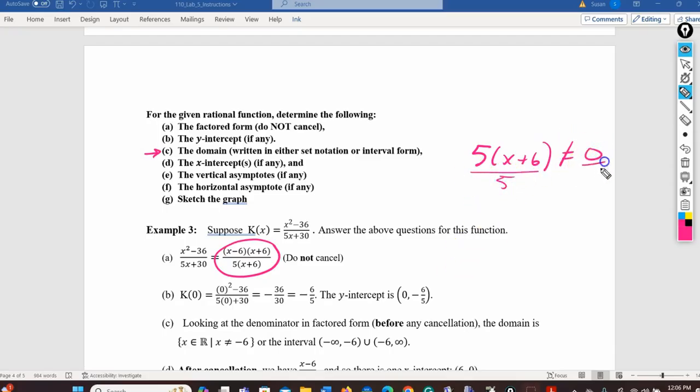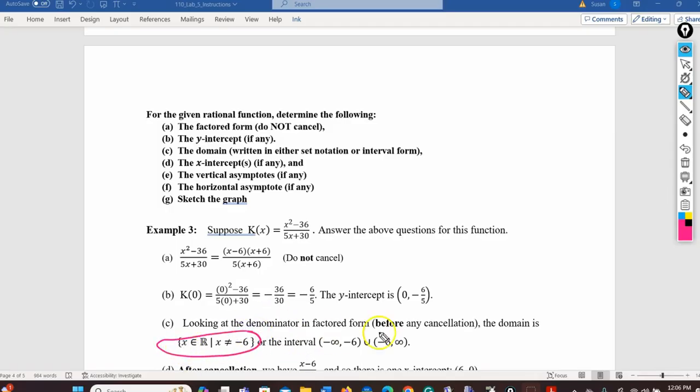Divide both sides by 5. 0 divided by 5 is just 0. So in particular, x plus 6 is not allowed to be 0. You want the restriction on x. And now how do I get x by itself here? I subtract 6 from both sides. So the restriction on the domain is x is not allowed to be -6. The domain is the set of what x is allowed to be. So x can be anything as long as it's not -6.